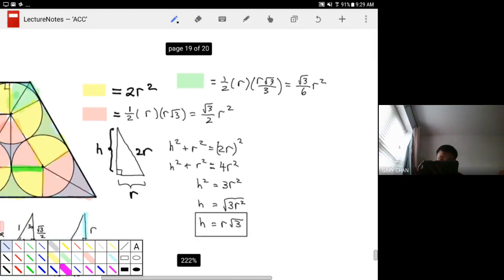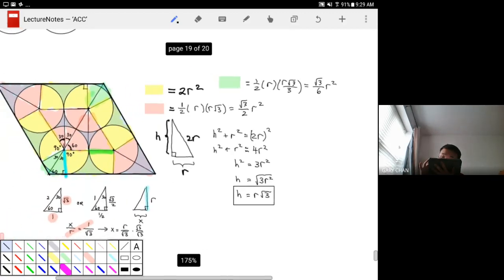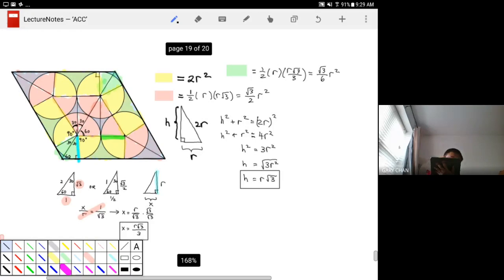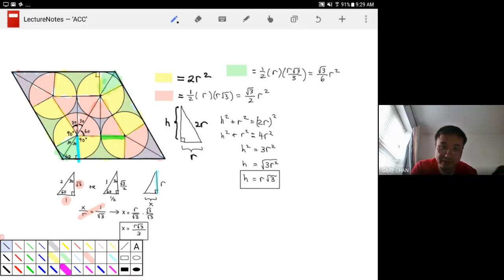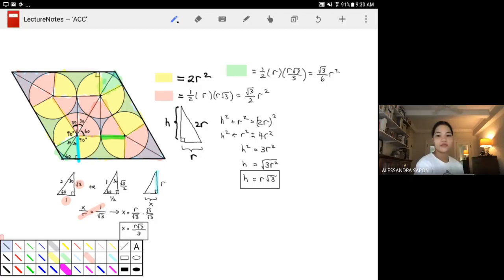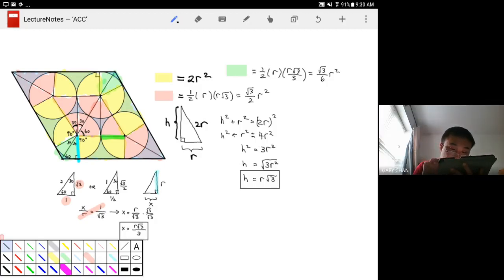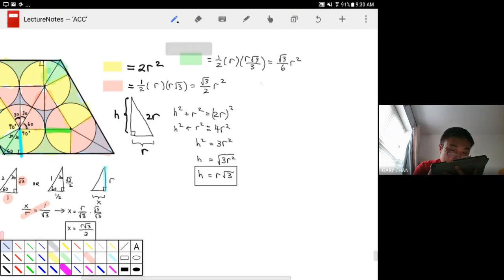Now that I have this, I have all the 3 basic areas. What I've got to do is account for all of this. How many pink areas do I have? 8. I indeed have 8. So the total area of the parallelogram is 8 times, I'm sorry, radical 3 over 2 R squared. That's all the area in pink.